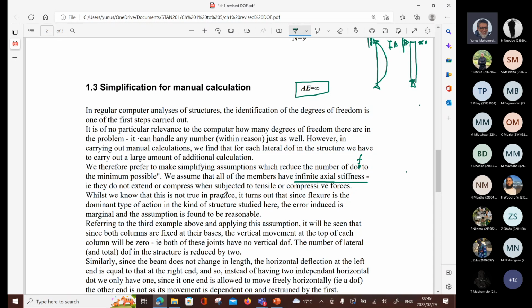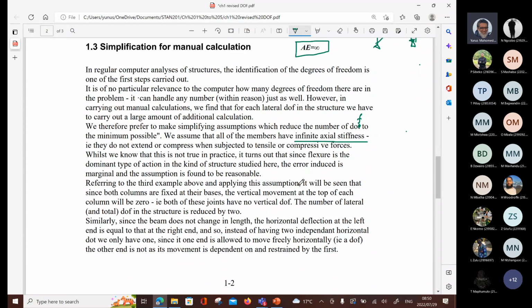Whilst we know that this is not true in practice, it turns out that since flexure is the dominant type of action in the kind of structure studied here, the error induced is marginal and the assumption is found to be reasonable. What we're saying is that the way we apply loading to our structures and the way we formed our structures are primarily in bending. So using that, we get very small rotations or shortenings or elongations. Okay, so that is why we can say that we have almost infinite axial stiffness.